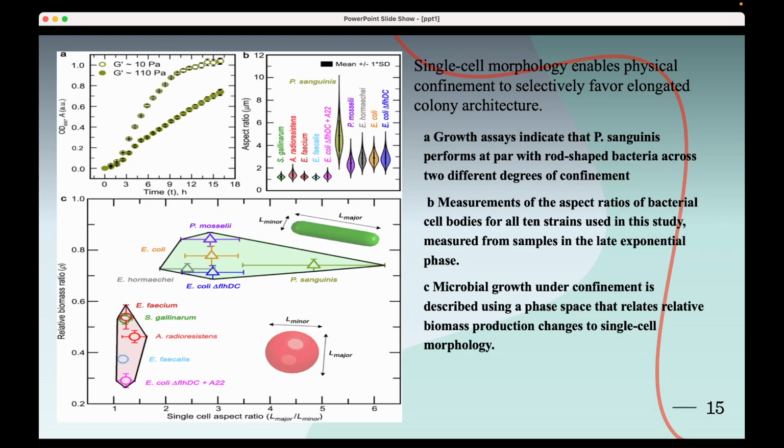Single cell morphology enables physical confinement to selectively favor elongated colony architecture. Growth assays indicate that P. sanguineus performs on par with rod-shaped bacteria across two different degrees of confinement. Measurements of the aspect ratios of bacterial cell bodies for all 10 strains used in the study, measured from the samples in the late exponential phase. Microbial growth under confinement is described using a phase space that relates relative biomass prediction changes to single cell morphology.